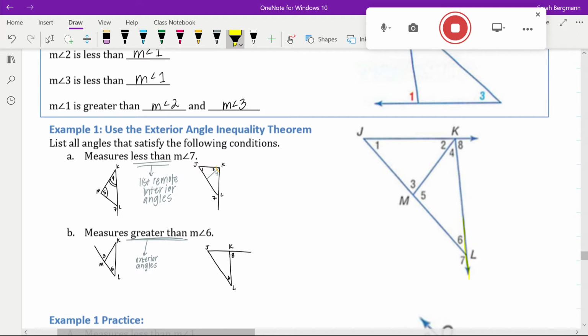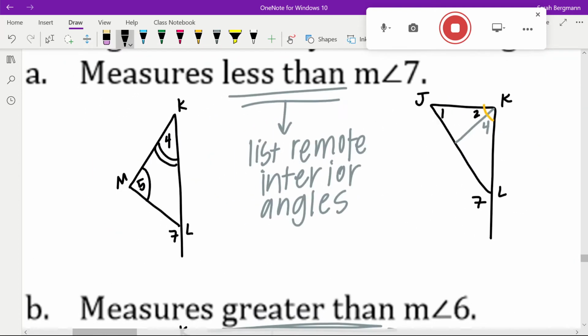So what helps me is to highlight different triangles or redraw them. So the first one I'd like to look at is this one, LKM. I redrew it here as well. I see that in this simplified version, I can really tell that the measure of angle 4 plus the measure of angle 5 equals the measure of angle 7. 7 is an exterior angle, and I know the measures of angles 4 and 5 individually must be less than the measure of angle 7. So I know 4 and 5 must have measures less than the measure of angle 7.